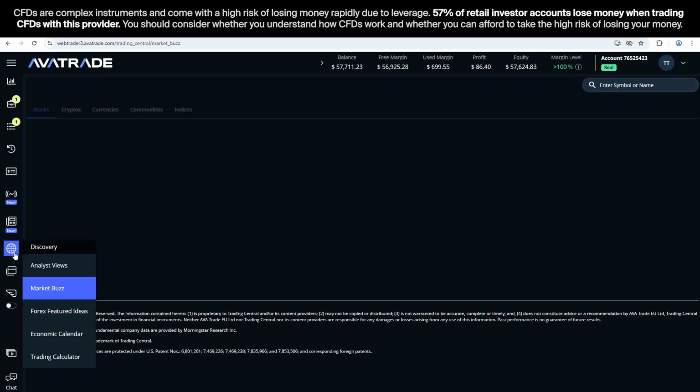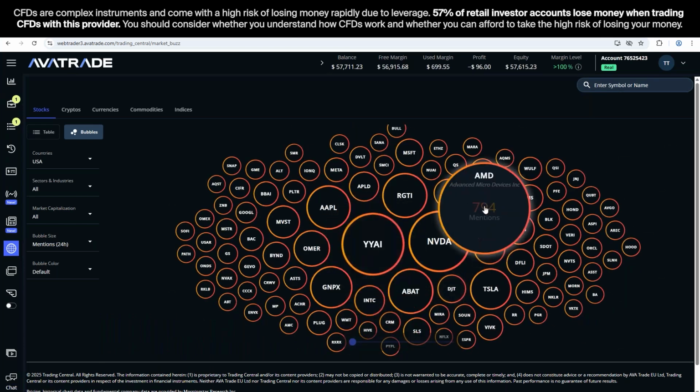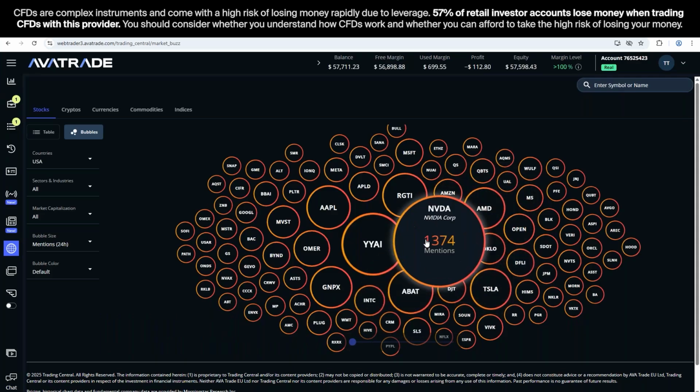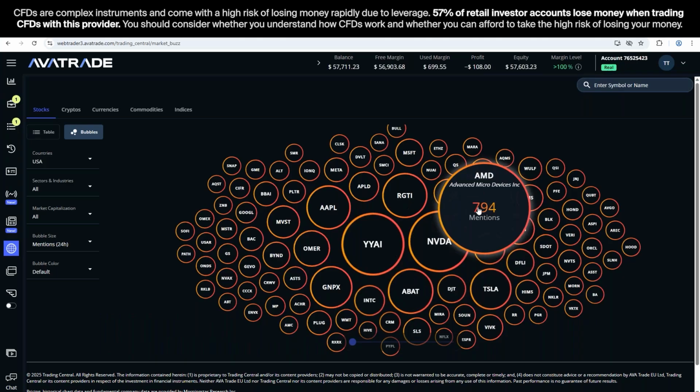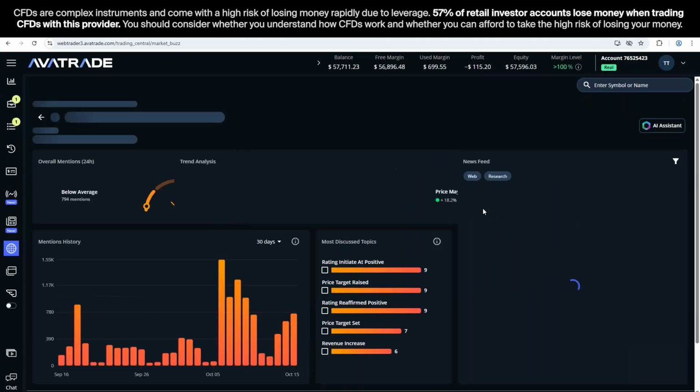In the market buzz, we can look for specific instruments. Maybe you say, okay, AMD, I haven't heard of that, or maybe you have, but it's trending more than you expect. We expect NVIDIA to be trending the most. It's the biggest circle here, many times that, and Tesla and Apple. But AMD, maybe it catches your eye and you say, okay, Advanced Micro Devices. What's going on with this company? Why is it trending so much?